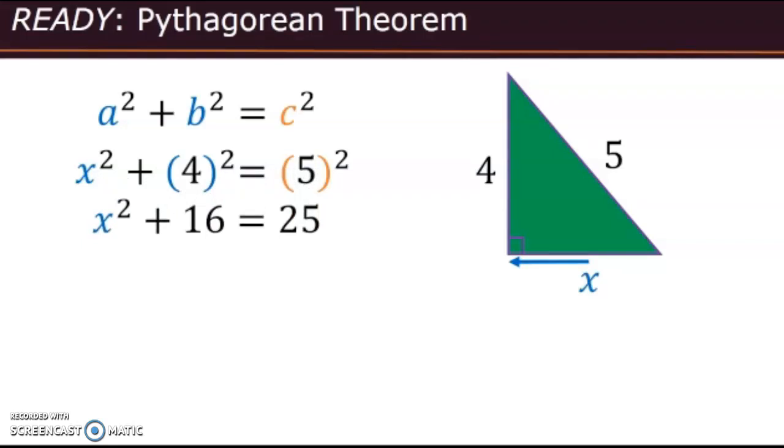To get x alone, we must first get rid of the plus 16. Recall that if you have a linear equation, x plus 16 equals 25, you would use the subtraction property of equality and subtract 16 from both sides of the equation. We will do the same process here. So subtracting 16 from both sides gives us x squared equals 9. As we did before, to undo the squaring, we take the square root of both sides of the equation. The square root of x squared equals the square root of 9, so x equals 3. Thus, x equals 3 is the length of the missing side.